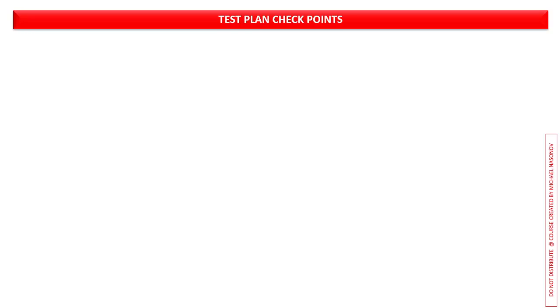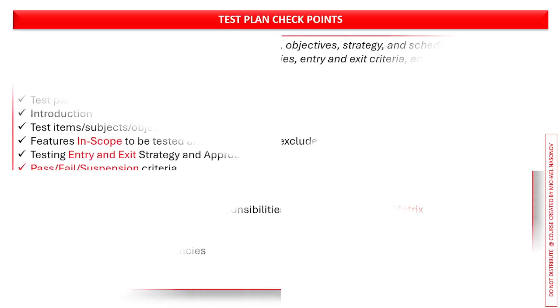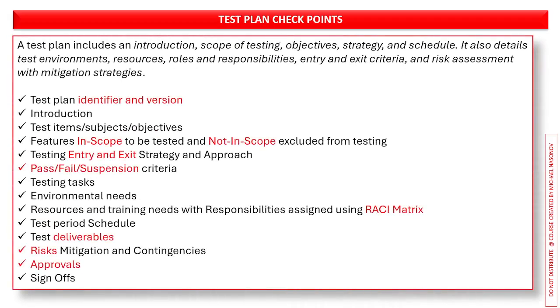Finally, let's go through test plan checkpoints. A test plan includes an introduction, scope of testing or so-called testing scope, objectives, strategy, and schedule. It also details test environments, resources, roles and responsibilities, entry and exit criteria, and risk assessment with mitigation strategies. Let's review point by point.